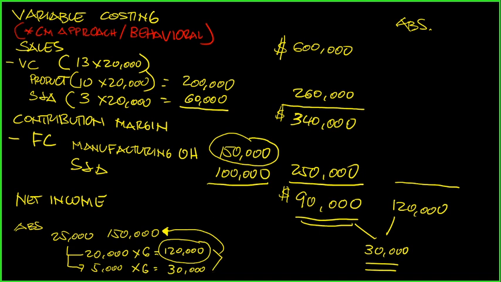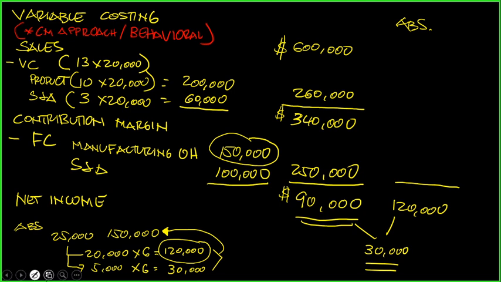So, under absorption costing, if they recognized a lower expense, we expect that the net income will be higher. By how much? By the difference, which is 30,000 pesos. This one has a lower income because the expense, the manufacturing overhead, is higher by 30,000 pesos naman.